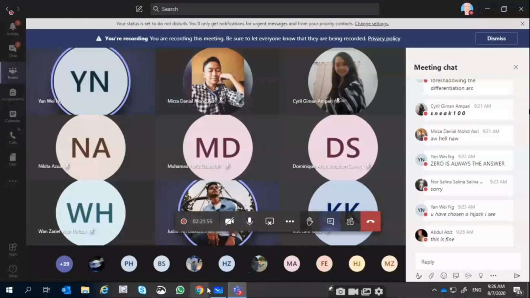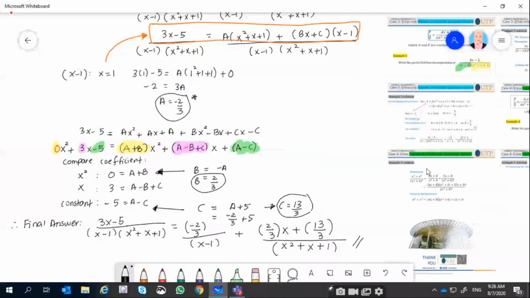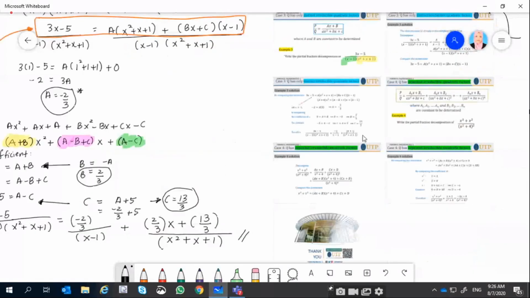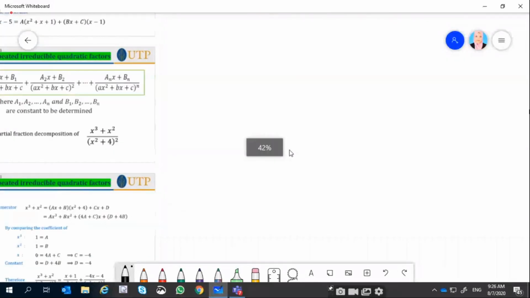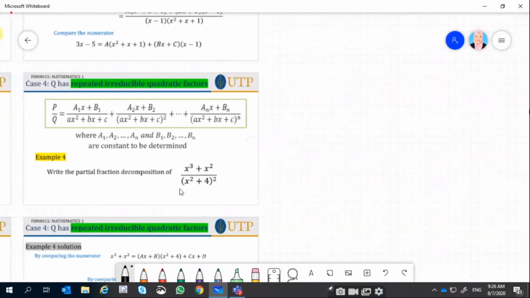Okay, so if there's no question, let's continue to the last case here. The last one, case number 4, where you have a repeated irreducible quadratic factor. Big one. Oh yeah, there's four factors. Wow. Factor 4 is gonna be the end of all.